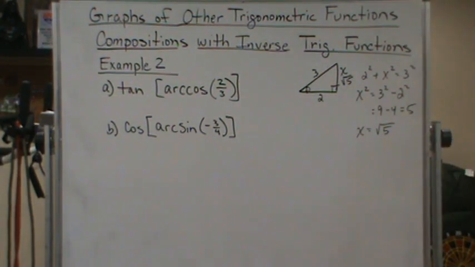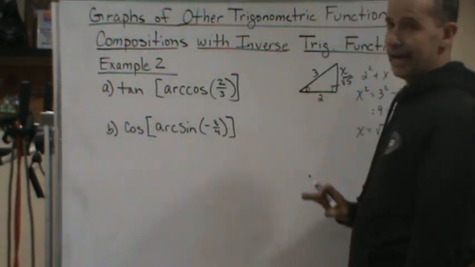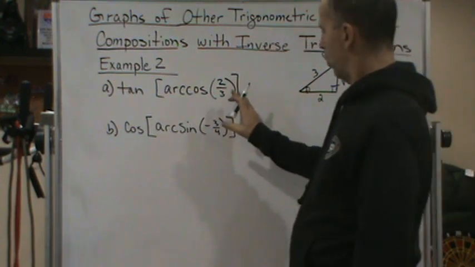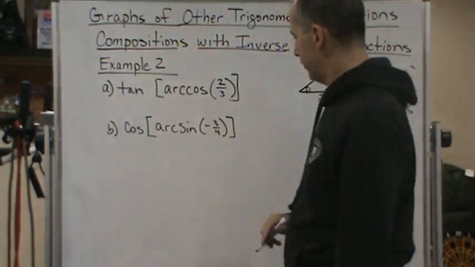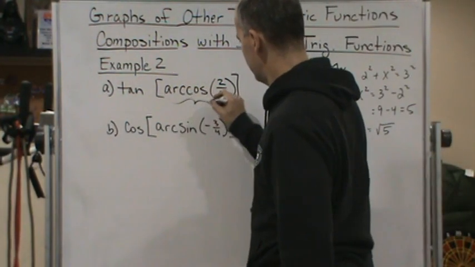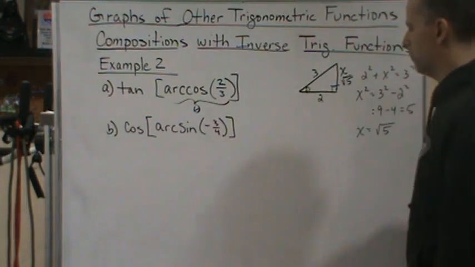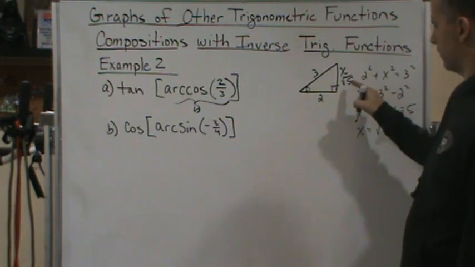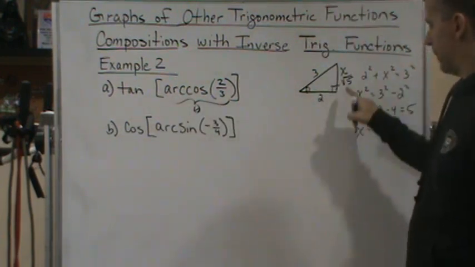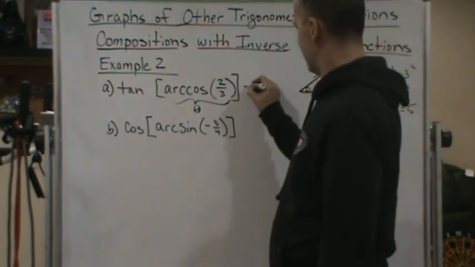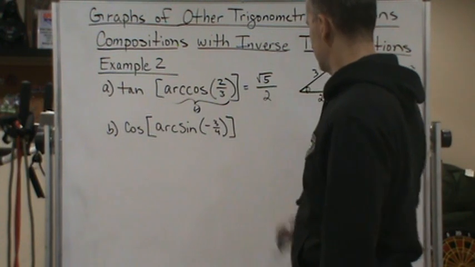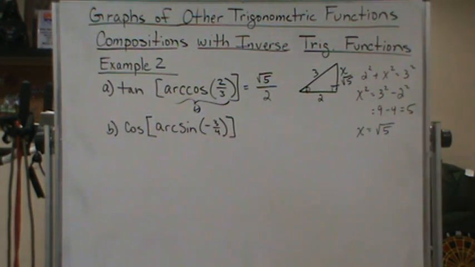Now, notice how I didn't even try to find what this angle is, because we don't care. We just know it's theta. Now, we want the tangent of theta. So what's tangent of theta? Well, we just figured out what this side is. Tangent of theta is opposite over adjacent. And so this is going to be the square root of 5 over 2. We're done.